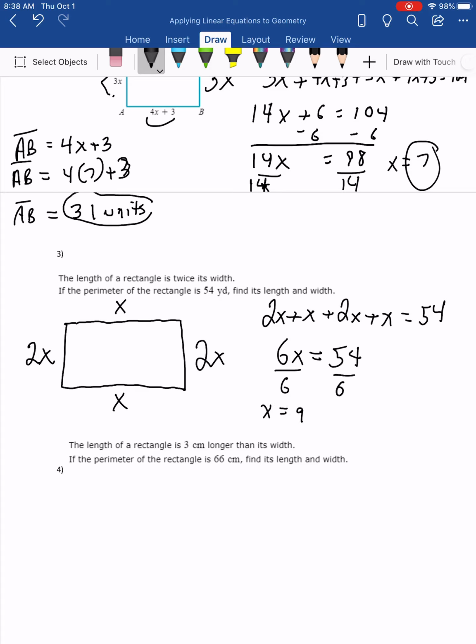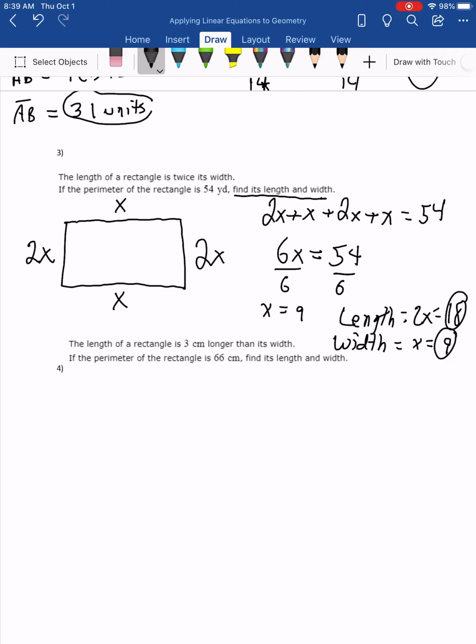Okay, but we're not asked to find x, we're asked to find the length and the width. So the length was 2x, so that's going to be 2 times 9, 18. And the width is just x, so that's going to be 9.